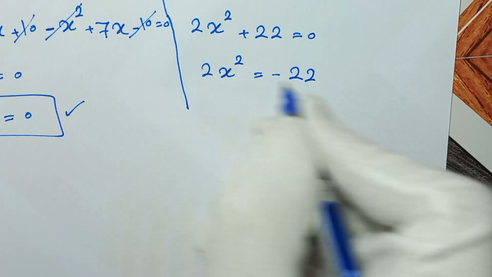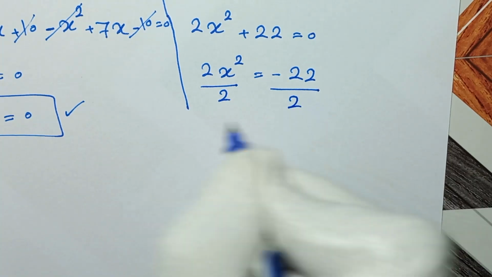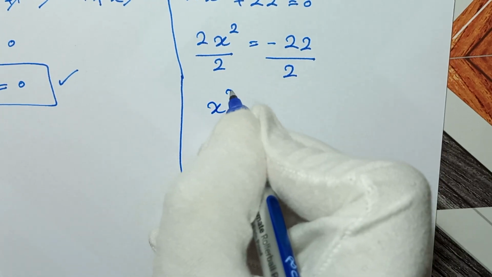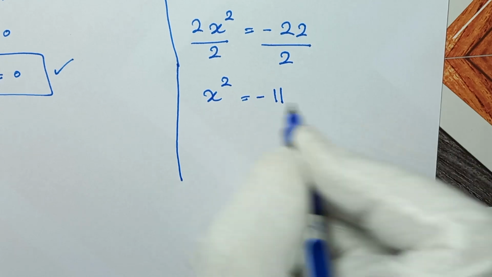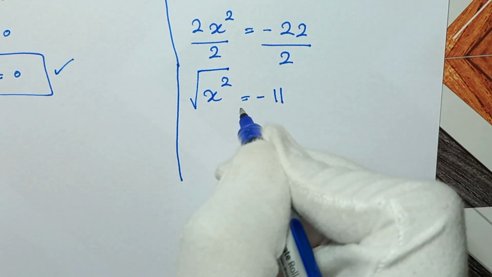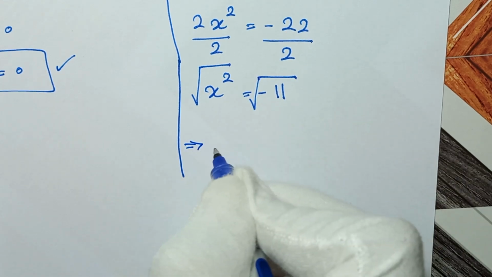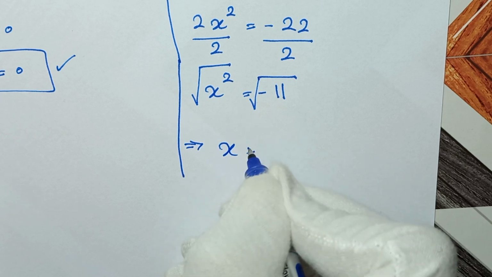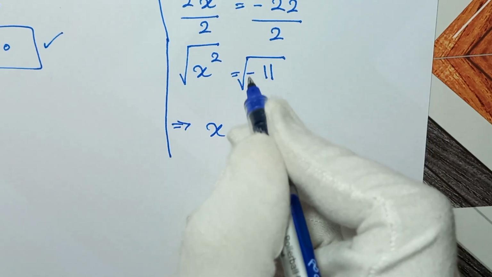And in the next step we divide both sides of this equation by 2, and it will be x squared equals negative 11. And in the next step, we apply the square root to both sides of this equation. So square root of this and square root of this, and it will be square root of x squared, which is x, equals plus or minus square root of negative 11.